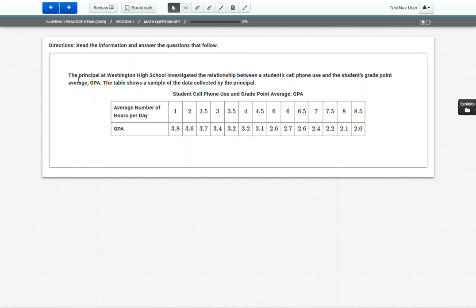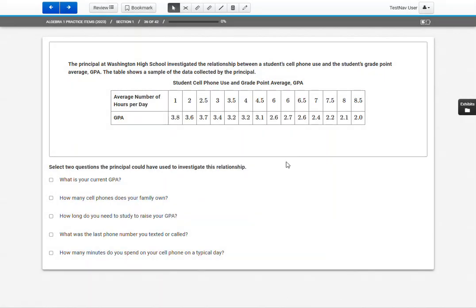So it says the principal at Washington High School investigated the relationship between student cell phone usage and student grade point average, GPA. The table shows a sample of the data collected by the principal. So we have this data. Let me go to the next part. So it's the same part here.